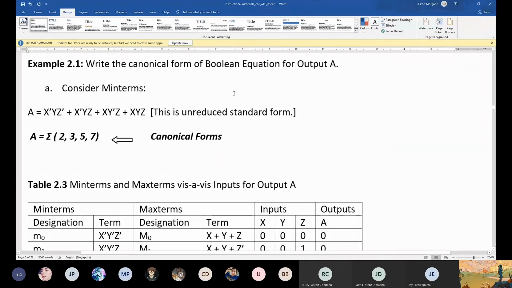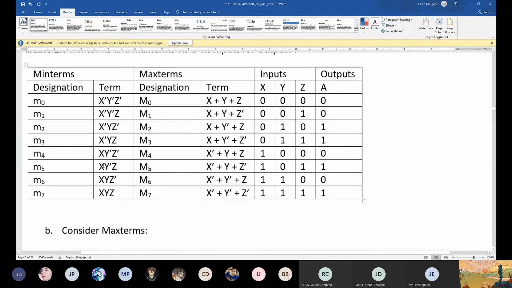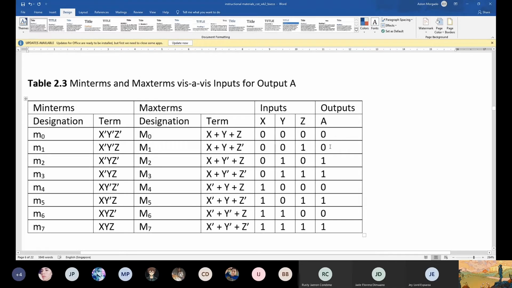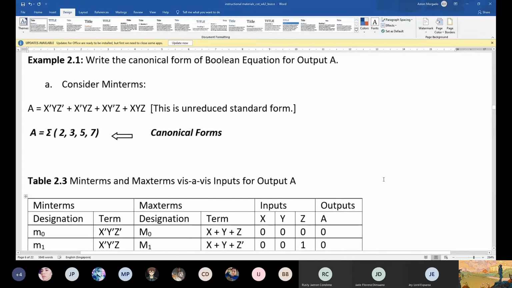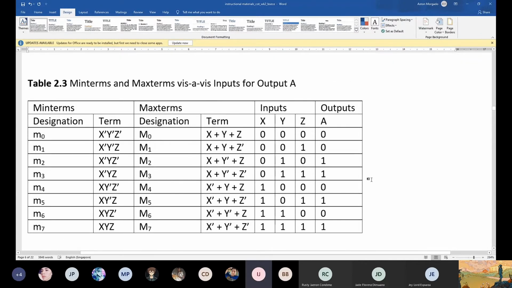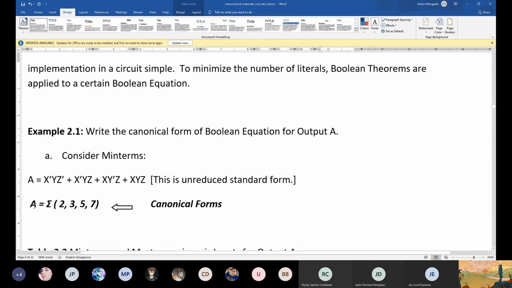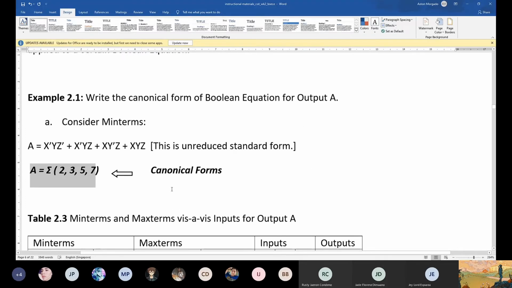So, it was discussed here in the truth table. Consider minterms, output A. When we say minterms, it corresponds to output of 1. So, based here, we have 2, 3, 5, and 7. So, you have a summation of 2, 3, 5, 7. But how are we going to express it in standard form?